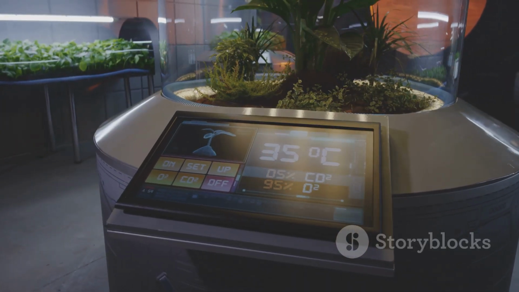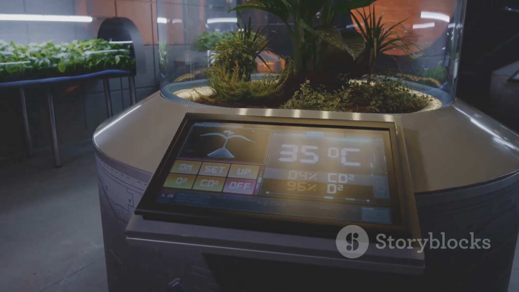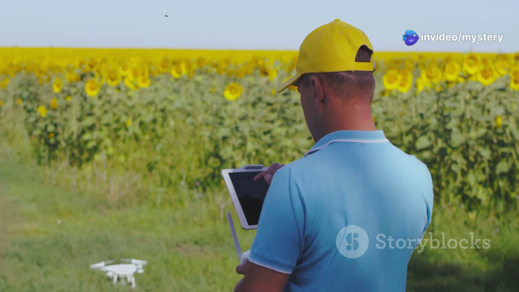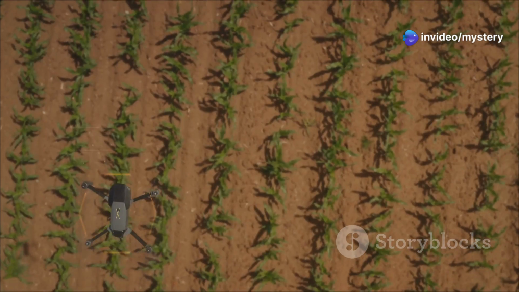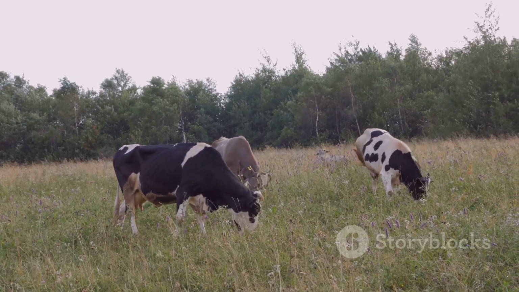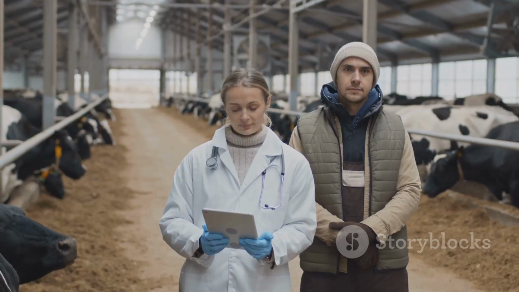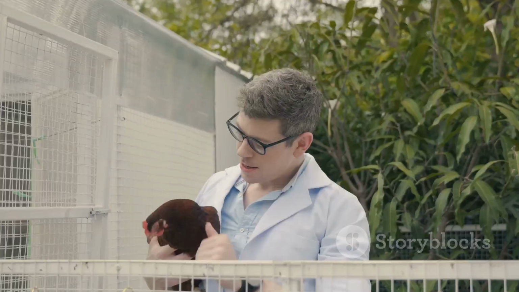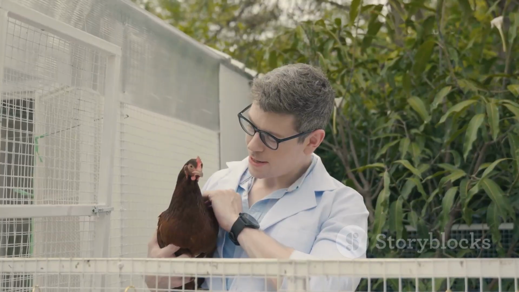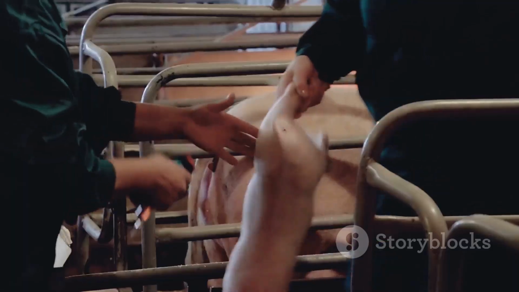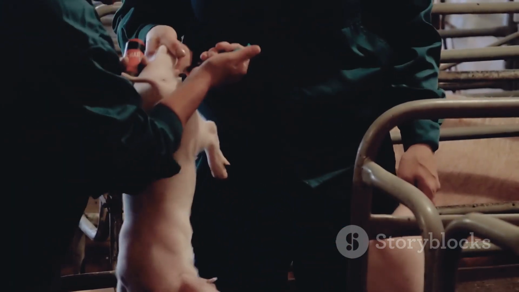management. By monitoring plant health, soil conditions, and weather patterns, farmers can make informed decisions about irrigation, fertilization, and pest control, reducing waste and maximizing yields. Biotechnology also contributes to livestock improvement. Genetic selection and breeding techniques can enhance animal health, productivity, and welfare. For example, scientists are developing disease-resistant chickens and pigs that require fewer antibiotics, reducing the risk of antibiotic resistance spreading to humans.